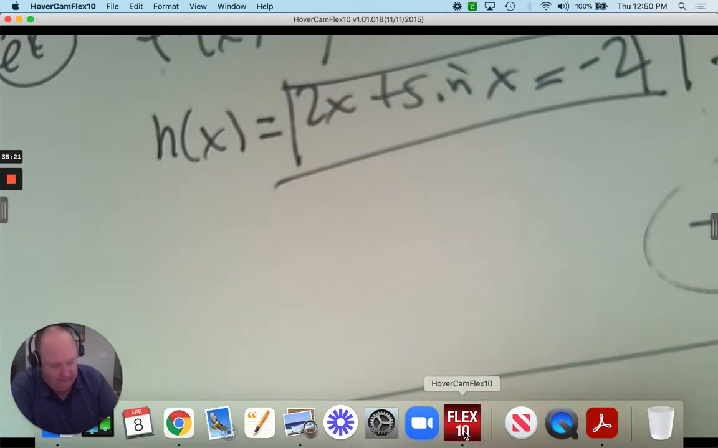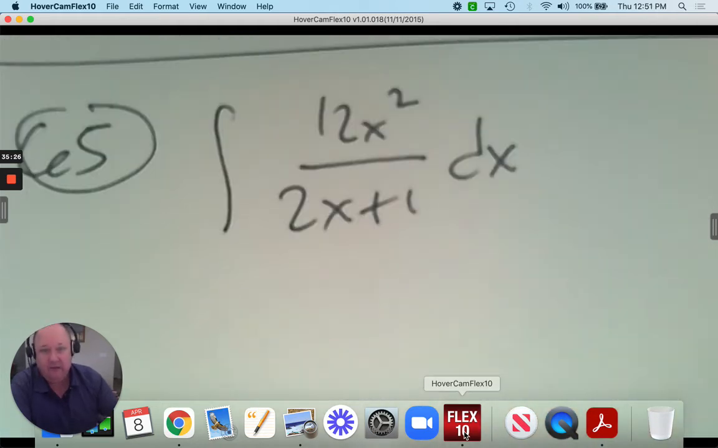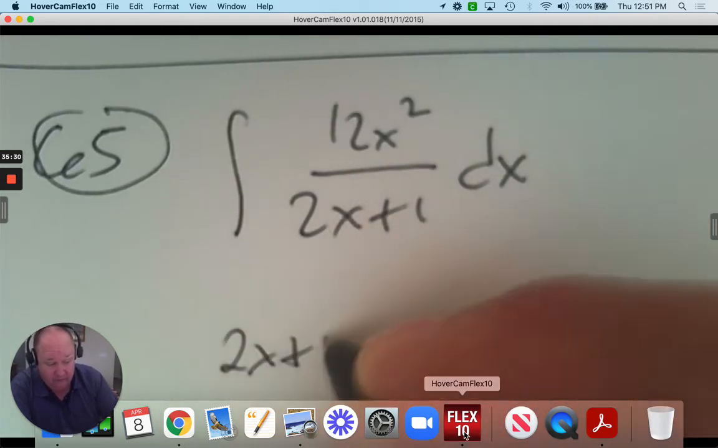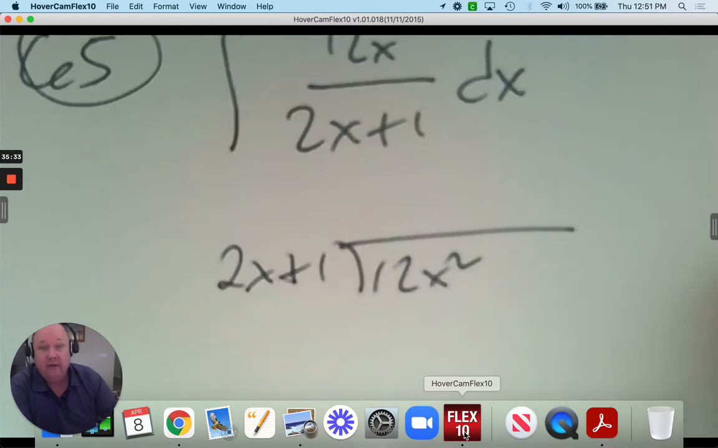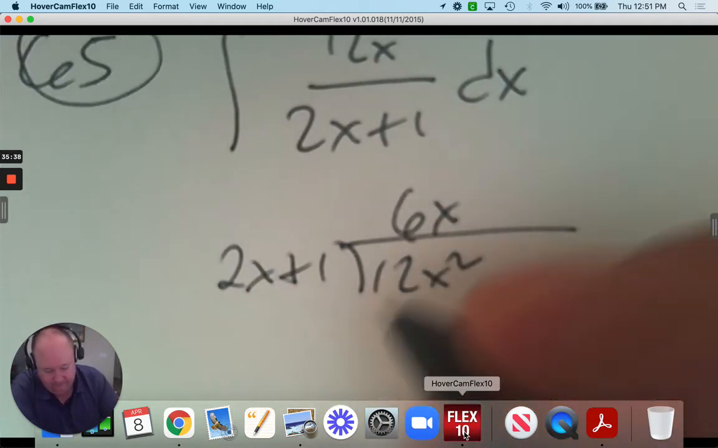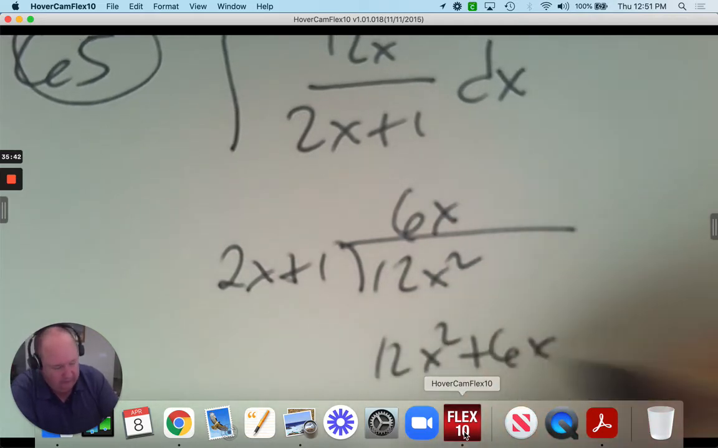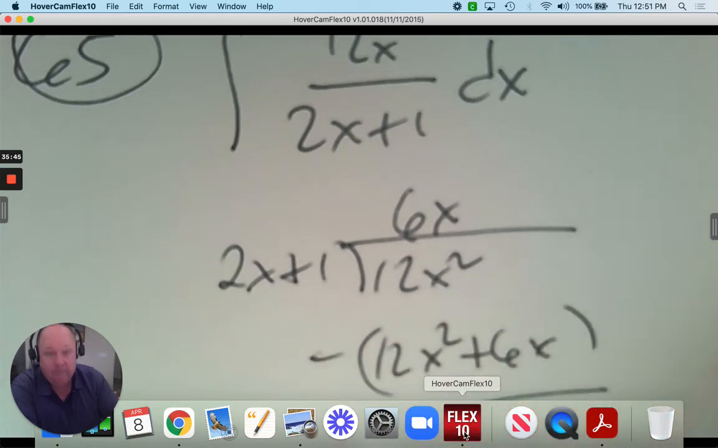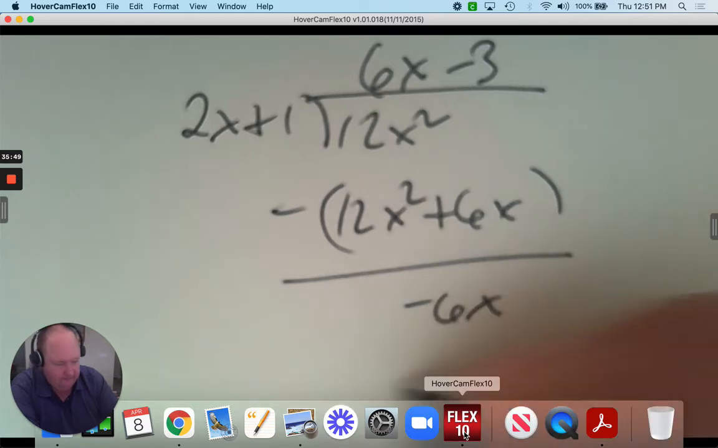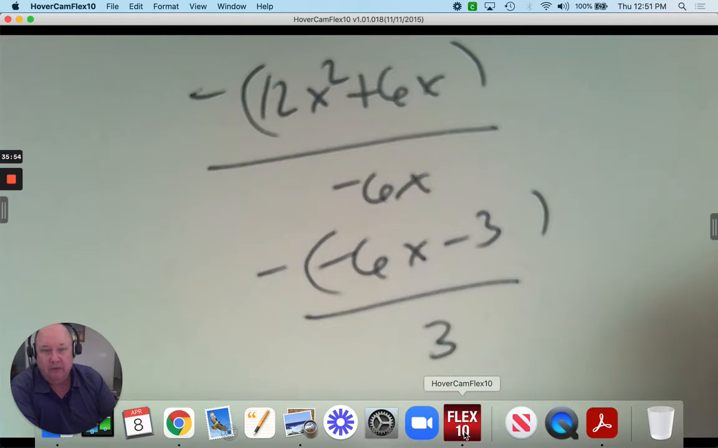In 65, you're integrating 12x squared over 2x plus 1 dx. I noticed that the numerator is more powerful, so I have to do long division. So I'm going to do long division to begin with. 12 divided by 2 is 6x. That gives me 12x squared plus 6x. Subtract to find the remainder. -6 divided by 2 is -3. That's -6x minus 3. The remainder is +3.